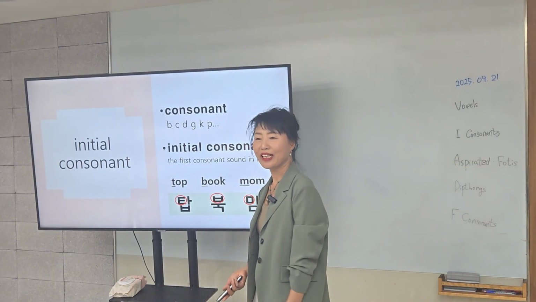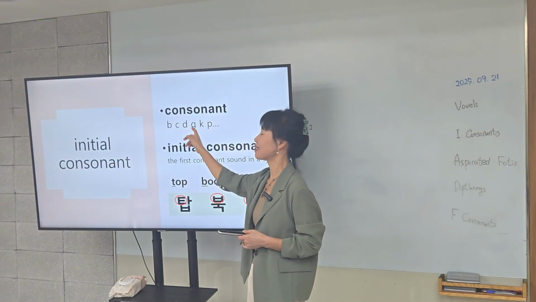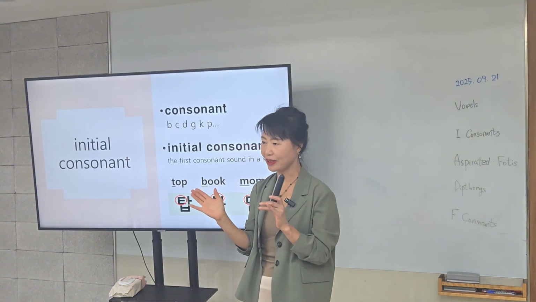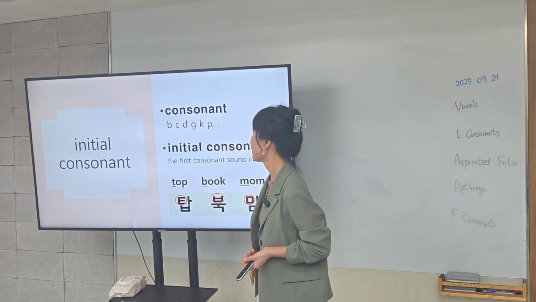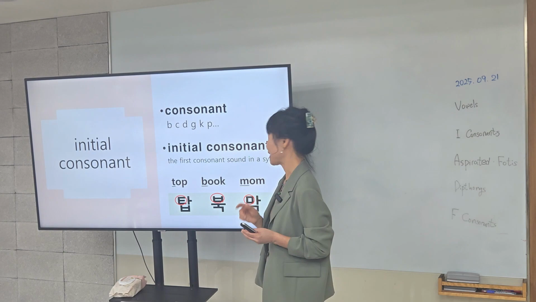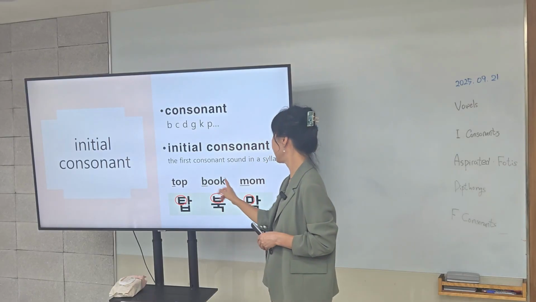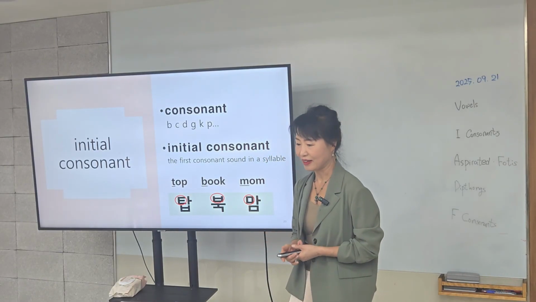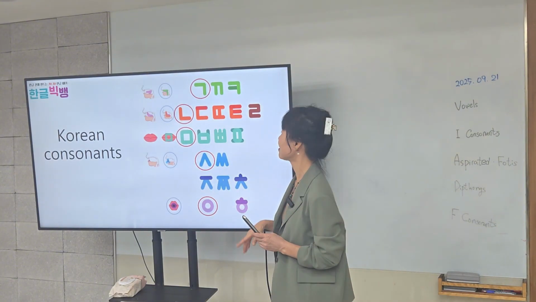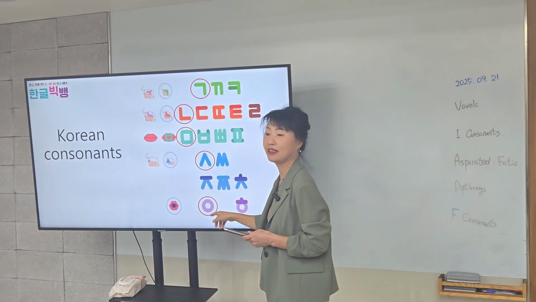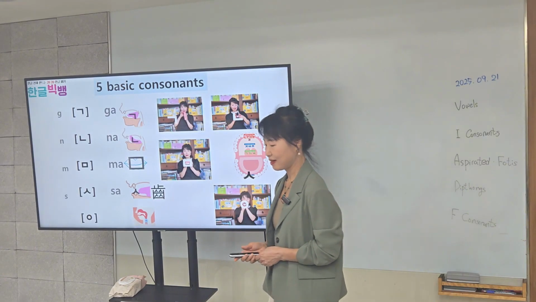And we are ready to tackle consonants. So what is a consonant? Like this. So a consonant cannot be pronounced by itself. So it always needs a vowel to form a syllable. So initial consonant is the first consonant sound in a syllable. So for example, top, book, mom. So like this, we have 19 consonants. So it is a 5-based consonant. So let's learn the 5-based consonants.